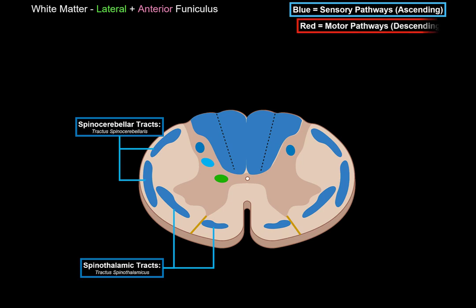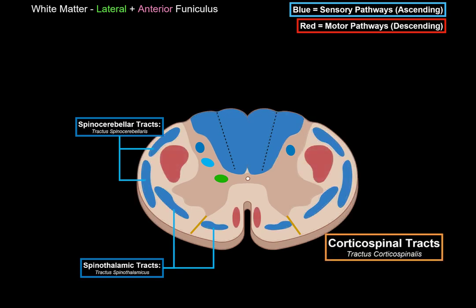Now, let's do the motor tracts, or the descending tracts. This includes the corticospinal tract. We have two corticospinal tracts: the anterior corticospinal tract in the anterior funiculus, and the lateral corticospinal tract in the lateral funiculus.